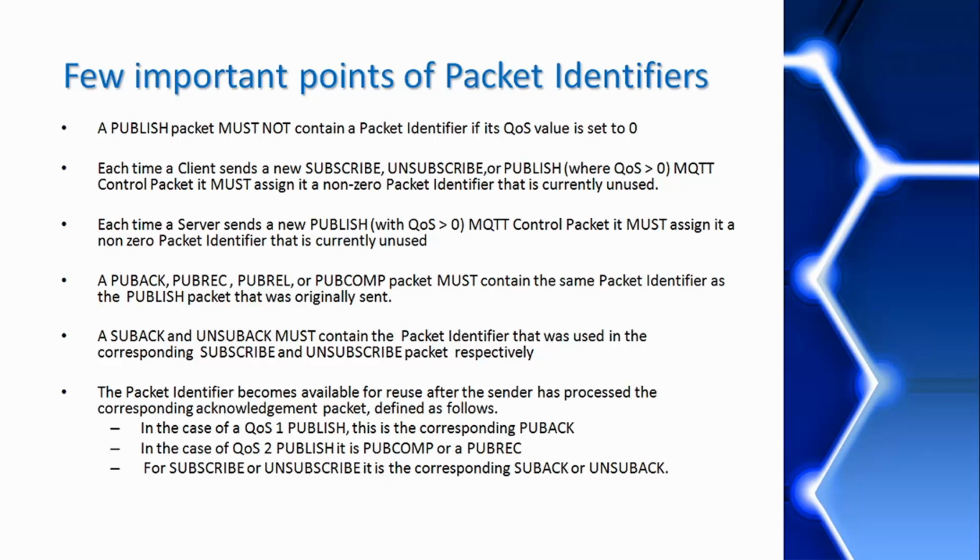The packet identifier becomes available for reuse after the sender has processed the corresponding acknowledgement packet. Just like, if the QoS is 1, then the publish has the acknowledgement puback. So if it processes the puback, then that packet identifier is reusable again.